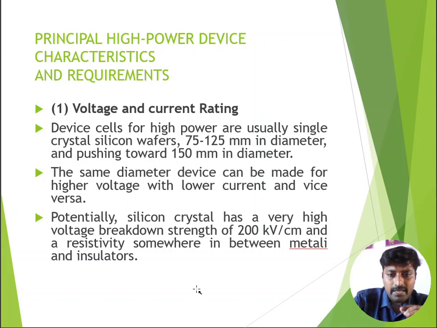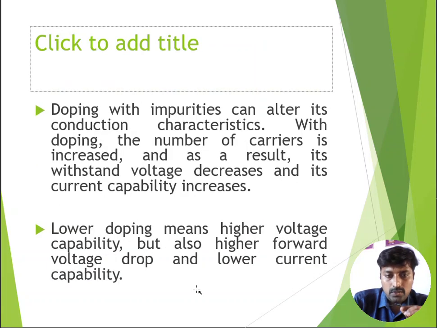The same diameter device can be made for high voltage with lower current and vice versa. This can be done based on doping. Silicon crystal has a very high voltage breakdown strength of 200 kilovolts per centimeter and a resistivity somewhere in between a metal and an insulator.